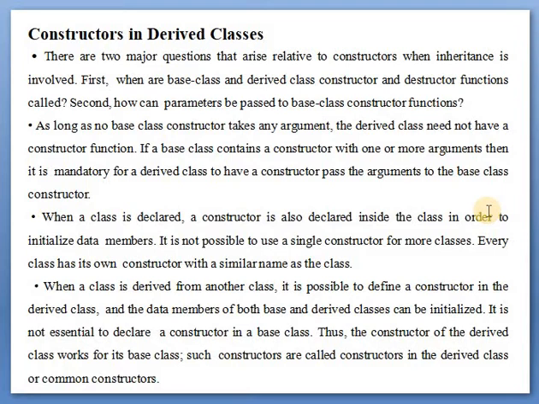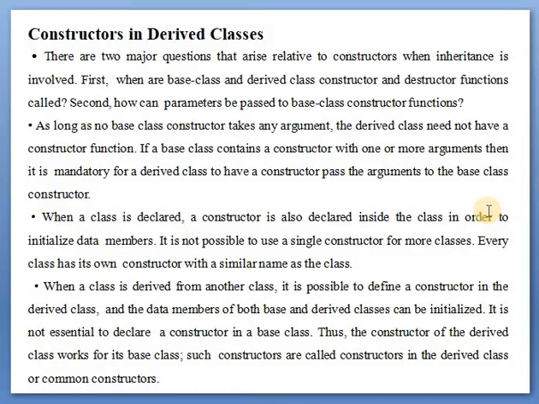Means what? If your base class constructor doesn't take any arguments, in that case we need not declare or use a constructor function in the derived class. But if the base class constructor has one or more arguments, then it's compulsory for the derived class to have a constructor and pass the arguments. When a class is declared, a constructor is also declared inside the class in order to initialize data members. So when we declare any class, the constructor is automatically declared and it initializes the data members.